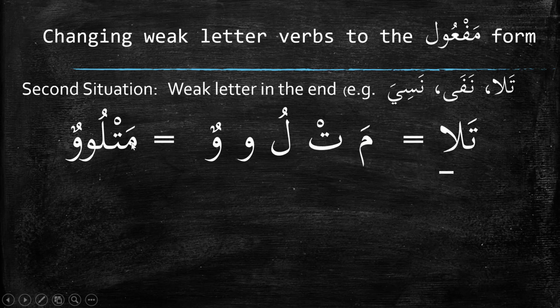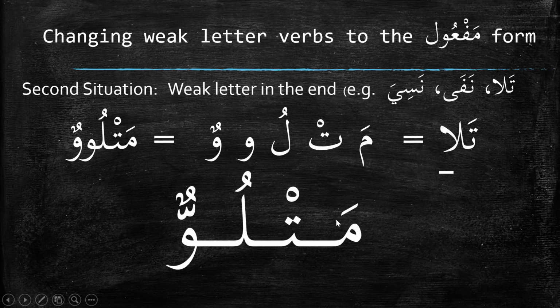Matluun. Okay, and that's how it would originally be written. But then having these two vowels here, we don't want repeated letters. So what we're going to do is simply fuse those together. Instead of having a vowel and a vowel, we're going to fuse those vowels together and just put a shadda to represent that they are two letters instead of one.